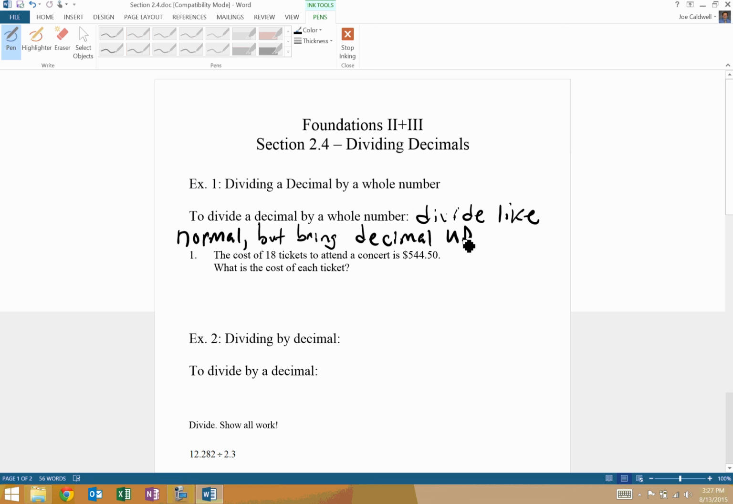For example, if the cost of 18 tickets to attend a concert is $544.50, what is the cost of each ticket? Well, we're going to divide that dollar amount by the tickets. So this would be 544.50 divided by 18. I wrote it out that way because I want you to know what goes inside the division bar and what goes outside. That's a key thing, a common mistake.